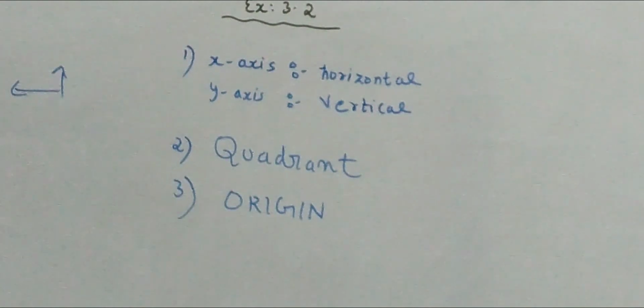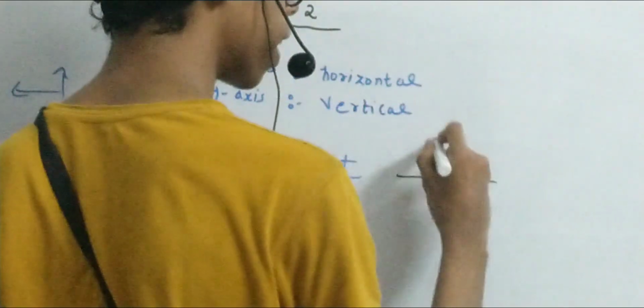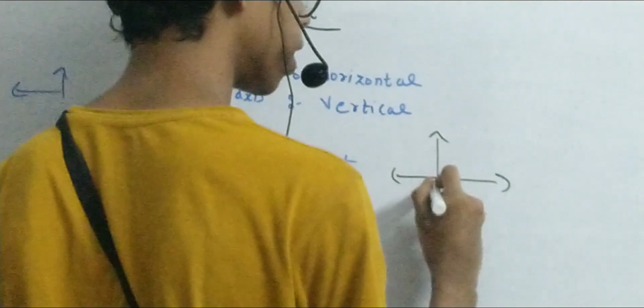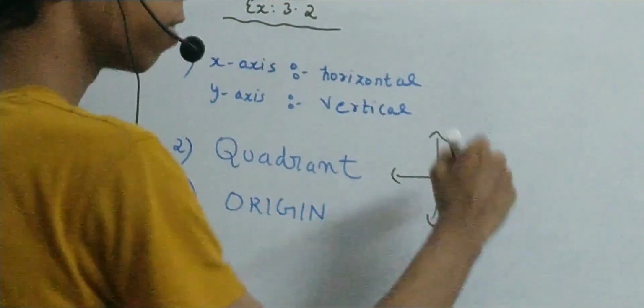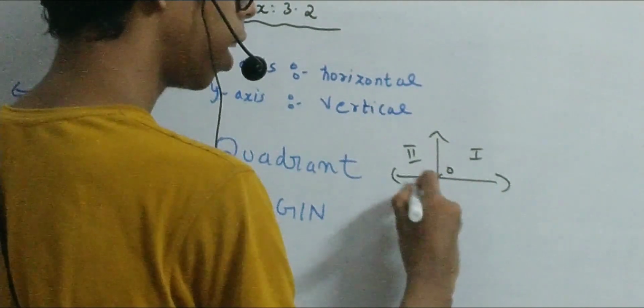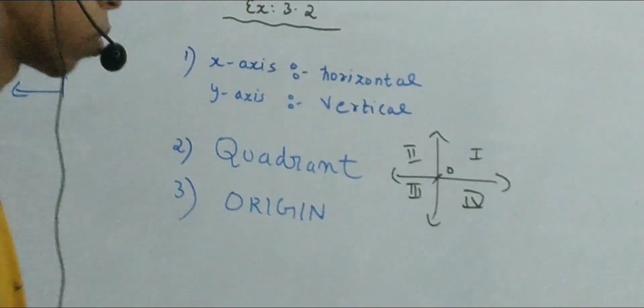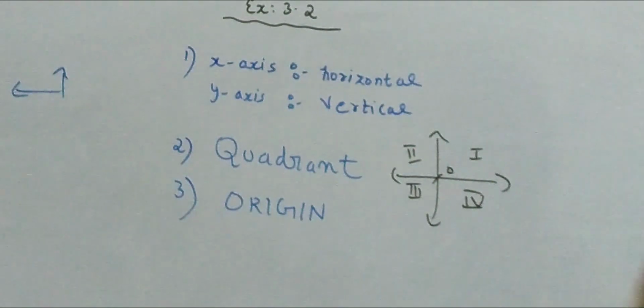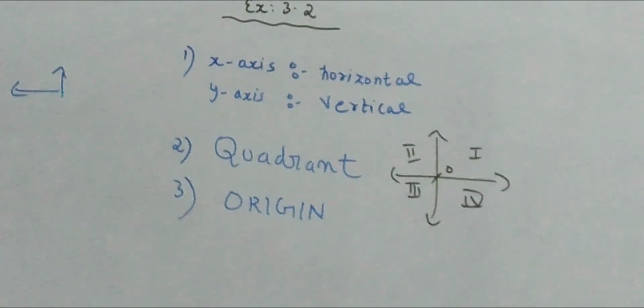Now the next one is, what is the name of each part of the plane formed by these two lines? I told you that whenever we plot our x-axis and y-axis like this, with our center as the origin, it divides this Cartesian plane into 4 equal parts. That is what the question is asking you. What is the name of each part of the plane? The name is called a quadrant. So you should write quadrant.